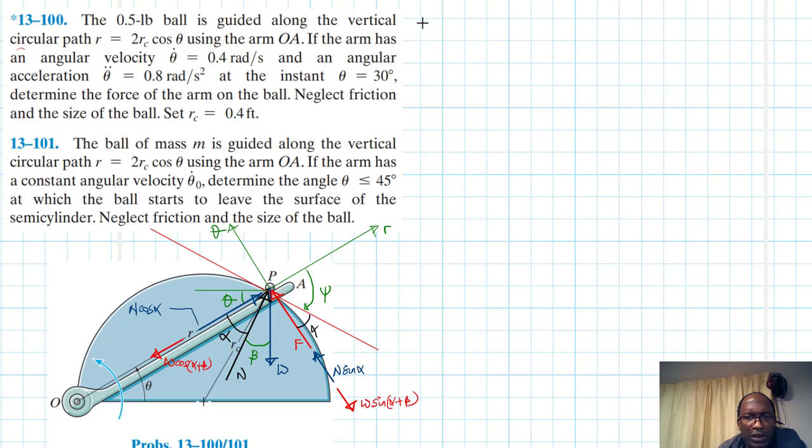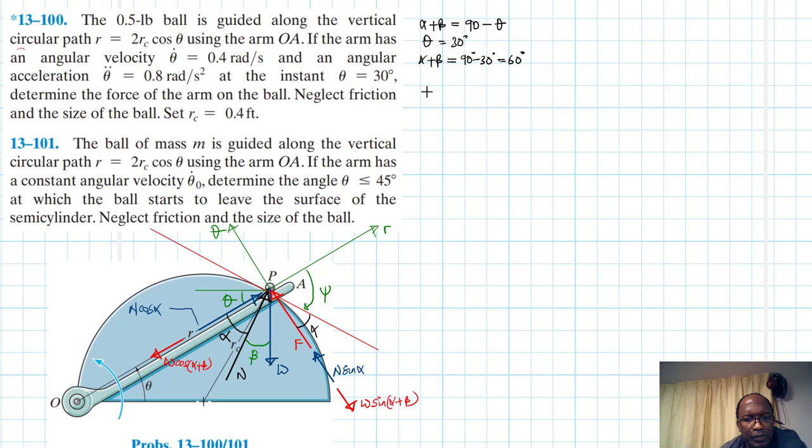So let's define these angles. Alpha plus beta is equal to 90 minus theta, and theta is equal to 30 degrees. Therefore, alpha plus beta will be equal to 90 minus 30, which is just equal to 60 degrees.